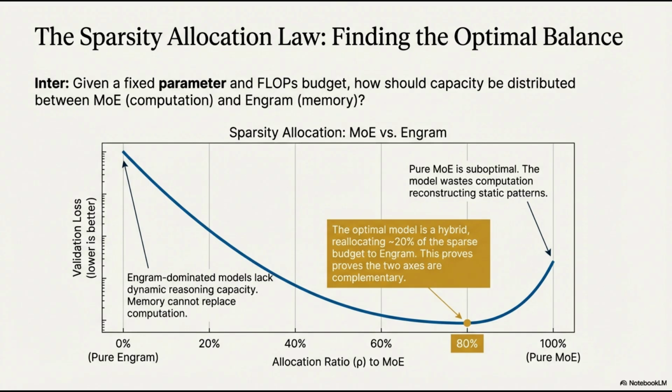Getting the data out fast. Right, the retrieval itself. For speed, they use multi-head hashing. It maps the context, the engrams, to a specific spot in this giant embedding table. Hashing is super fast, but with a huge table, you're going to get collisions.